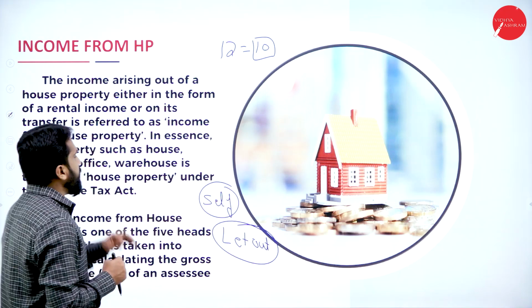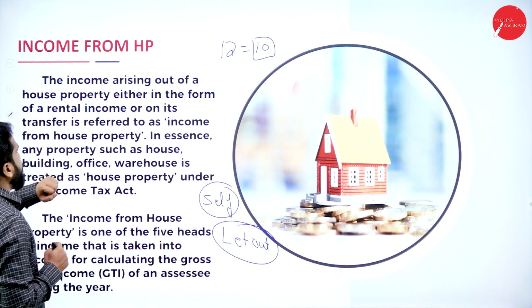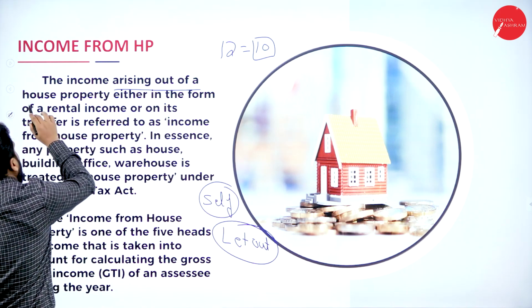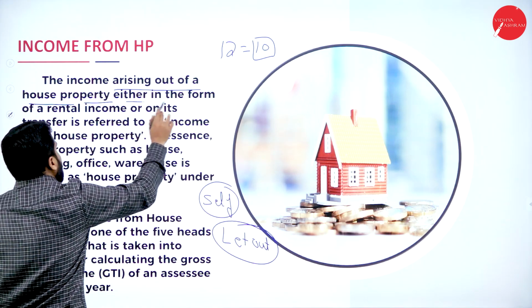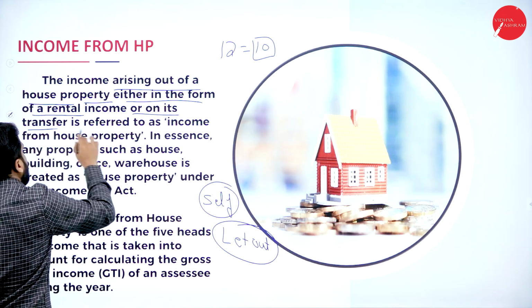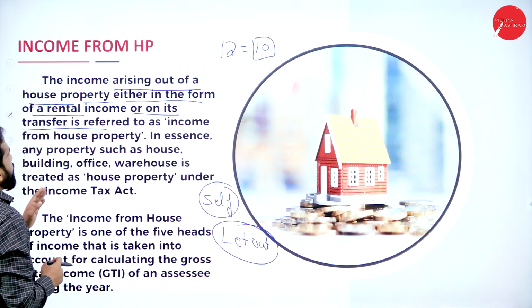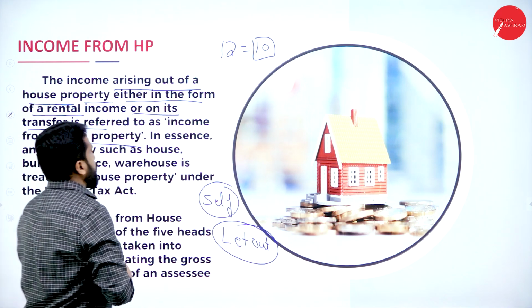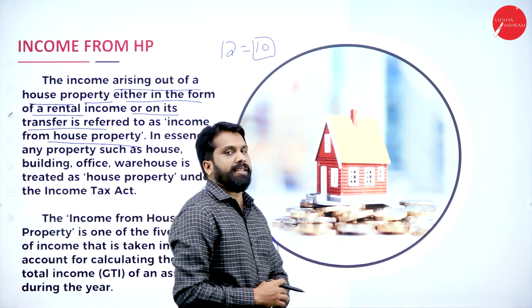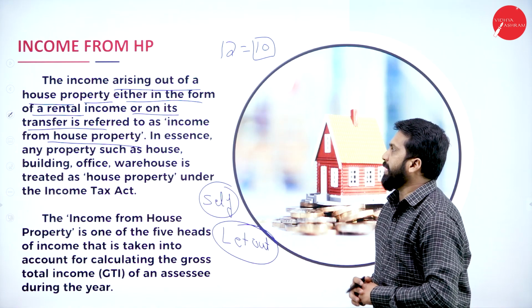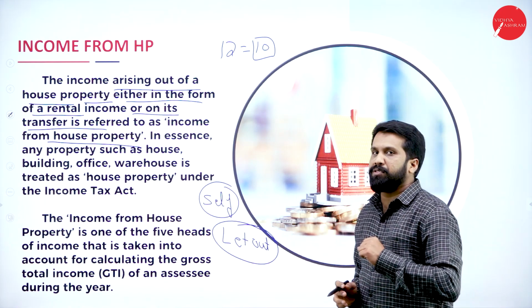Now we'll come back to the definition or meaning. The income arising out of a house property, either in the form of rental income or in its transfer, is referred to as income from house property. Normally we consider only rental income. Whatever rent you collect is called income from house property.